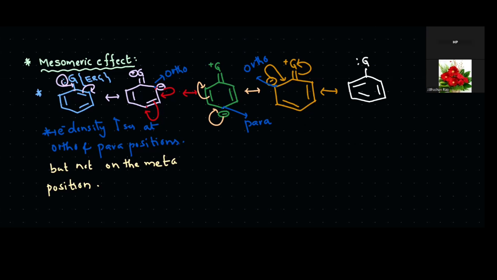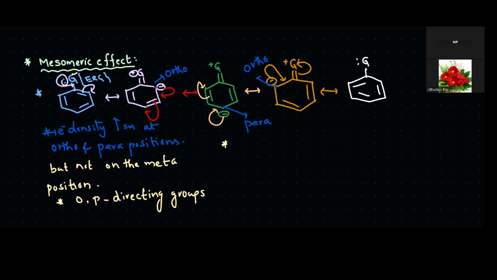Electron releasing groups always increase the density at the ortho and para positions. That's why these groups act as ortho para directing groups. So what is the meaning of this? Whatever group is attached to the benzene acts as an ortho para directing group. An ortho para directing group indicates the main condition.